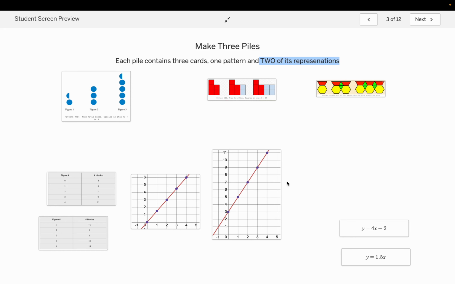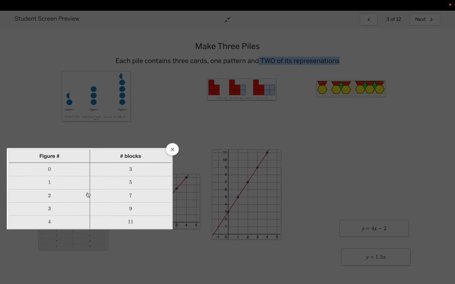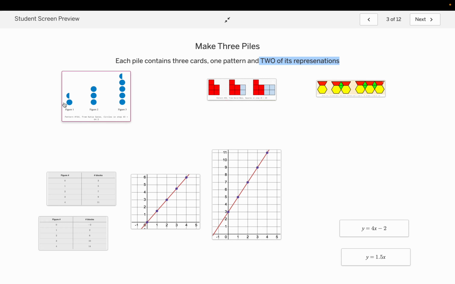So let's just start by looking at the tables. This one has figure 1 has 5, figure 2 has 7, and I'm looking to see if figure 1 has 5. Nope. This one does. Not this one. So now I know that this table goes with this card.